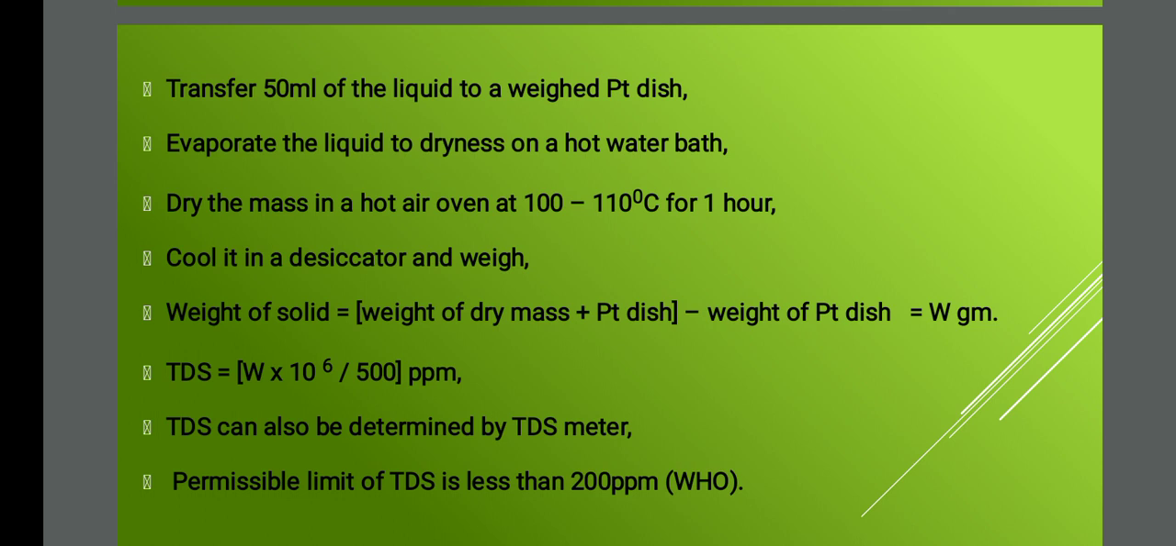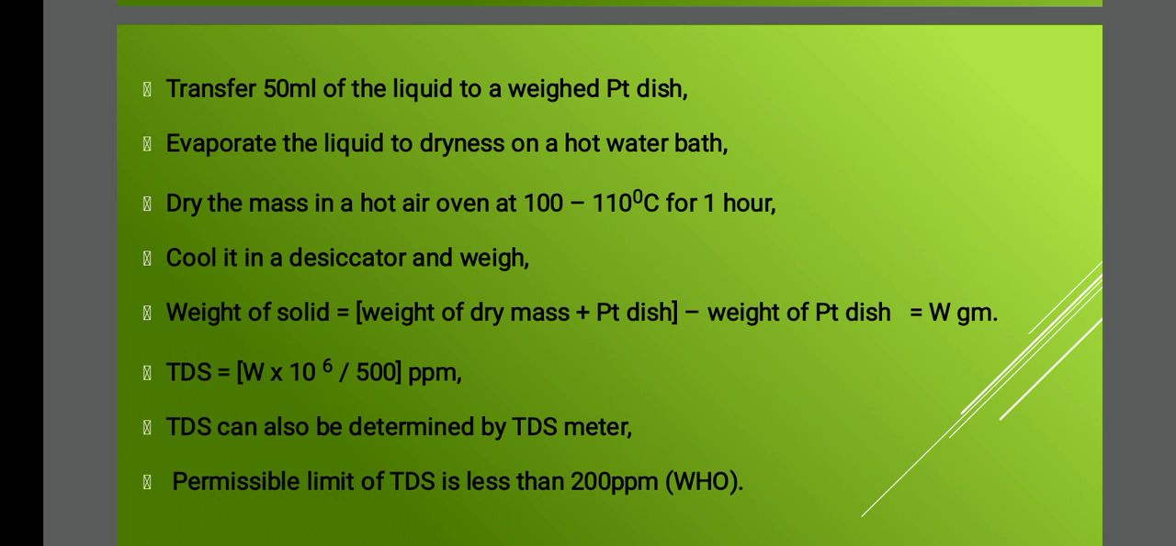So now the weight of the solid present is weight of dry mass plus platinum dish minus weight of platinum dish will give you W gram. And from this W gram you can find total dissolved solid present in water will be equal to W into 10 to the power of 6 divided by 500 ppm, and this will give you the total dissolved solid present in water.